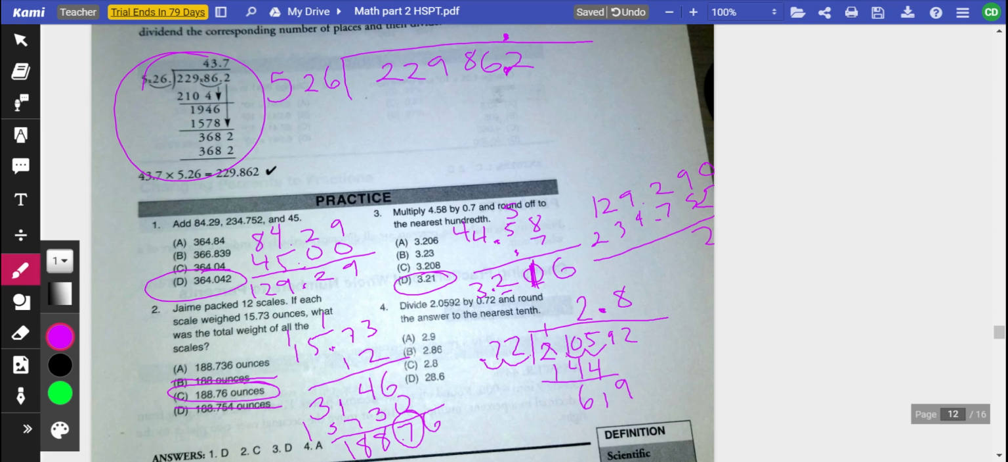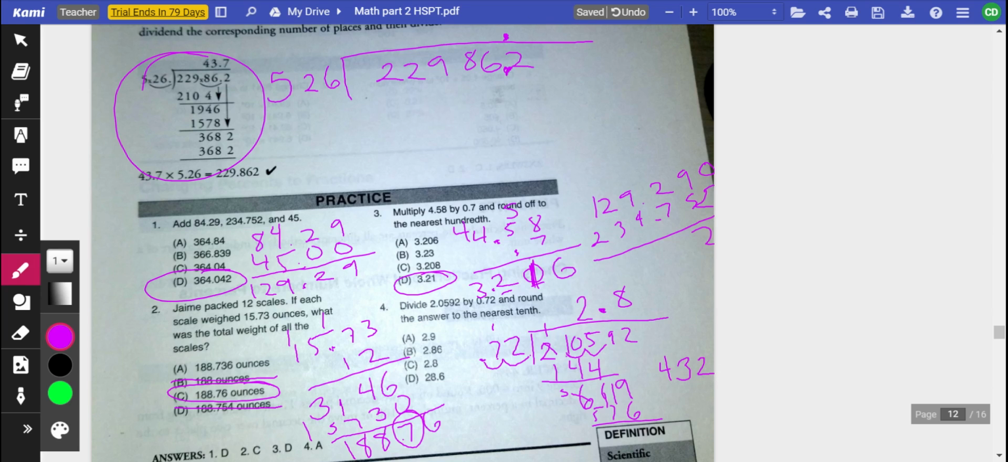So 8 times 2 is 16. 8 times 7 is 56, plus 1 is 57. 9 minus 6 is 3. And my 1, I'm going to end up borrowing. 11 minus 7, which is 4. And then that's it. So I end up with 43. Then I'm going to drop down my 2. So I end up with 432.